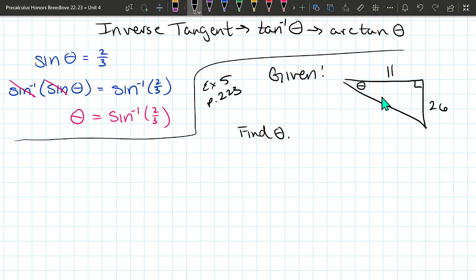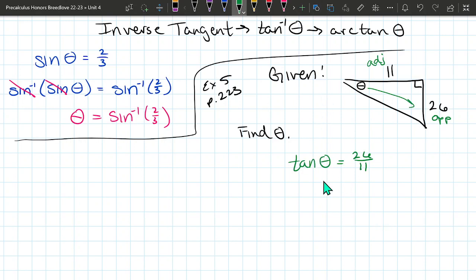Okay, so we want to know what theta is. So what relationship of sides do we have? Which ratio do we have? So the first thing we do is go from theta: across from it is the opposite. The one that's next to it is the adjacent. Opposite and adjacent, that's tangent. So the tangent of theta equals 26 over 11.